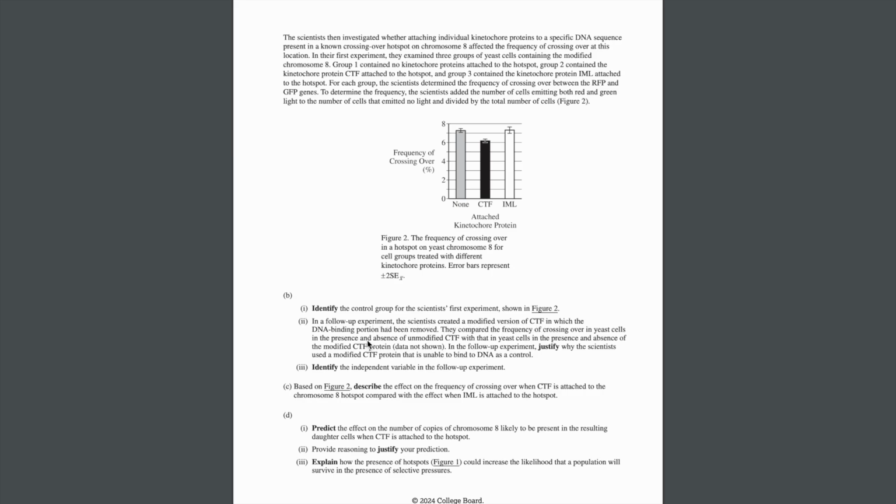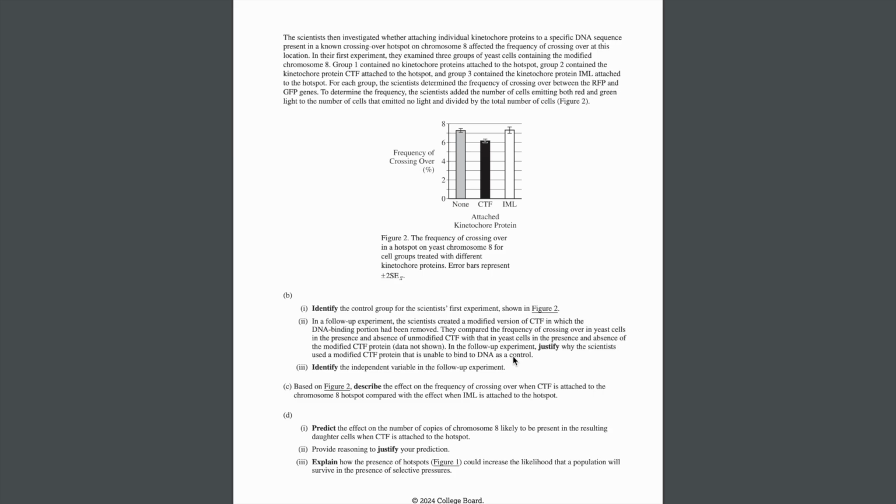B2 of the first question says, in a follow-up experiment, the scientists created a modified version of CTF in which the DNA binding portion had been removed. They compared the frequency of crossing over in yeast cells in the presence and absence of unmodified CTF with that in yeast cells in the presence and absence of modified CTF protein. The data was not shown.